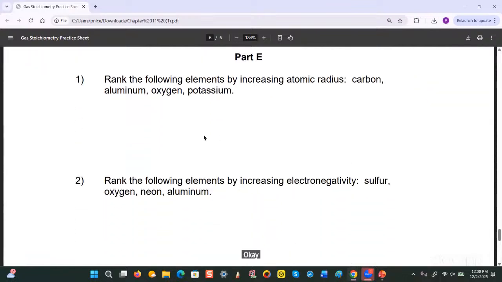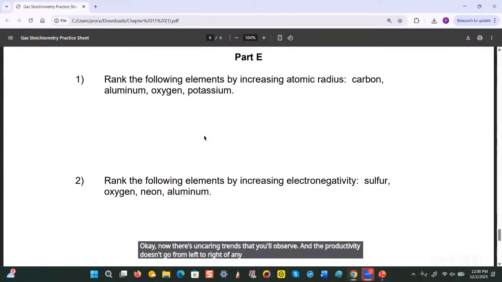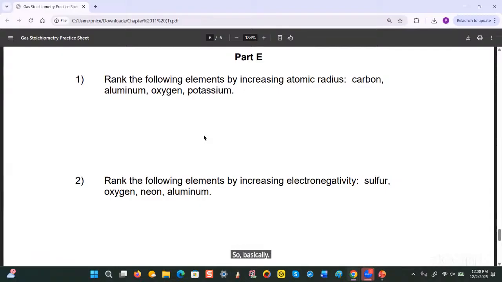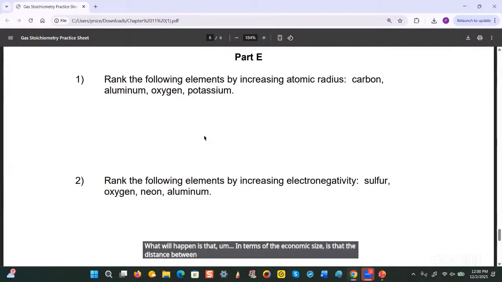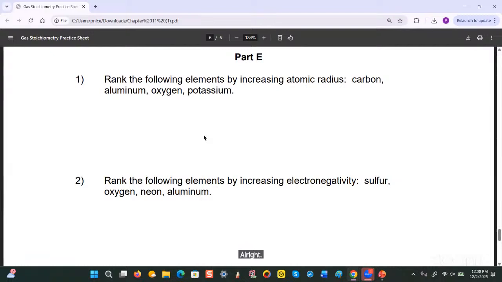Now, there are certain periodic trends that you'll observe in the periodic table as you go from left to right of any period or top to bottom of any group. So basically, let's deal with going from top to bottom. That's easier to explain. As you go from top to bottom of any group, in terms of the atomic size, the distance between the valence electrons and the nucleus will increase. So therefore, the size of the atom is going to increase as you go from top to bottom of any group.